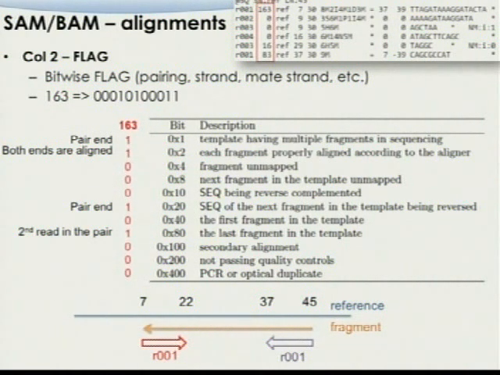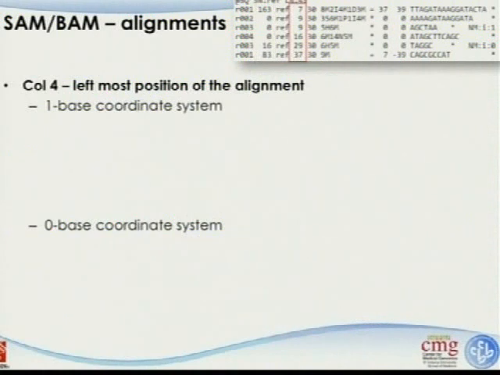Okay? So if you look at this particular read, this is 83, and if you do the transformation, the binary number looks like this. And this really tells you that these are two things that match together. They are pairing together. It's a mate pair, it's paired end, and the initial fragment was on the reverse strand. So all the information is in this simple number.